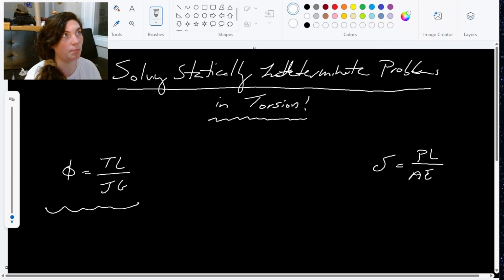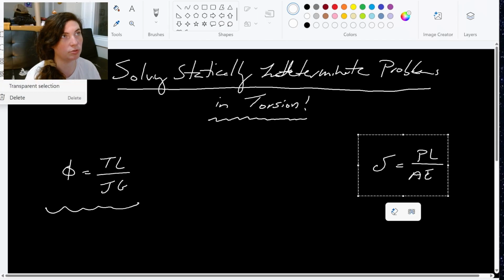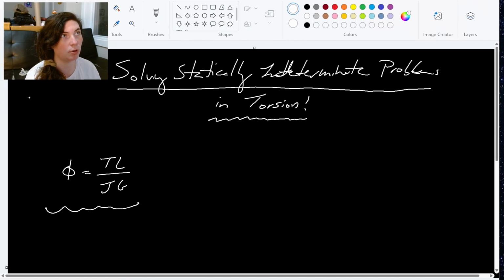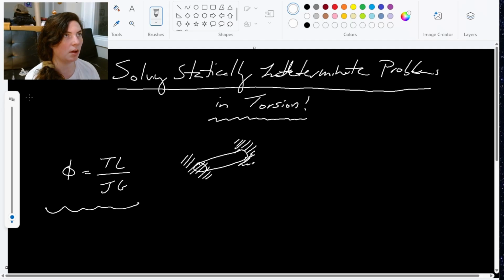But let's run through the basic steps of what we're going to do, kind of an outline of how you might approach statically indeterminate problems that are undergoing torsion, that have torque applied to them. Right, so you have maybe some shaft or something stuck between two walls. Here's a wall, and here's the other wall, and it's subjected to these T1, T2 type of thing. So we can see that it's statically indeterminate. It's fixed between those two walls.